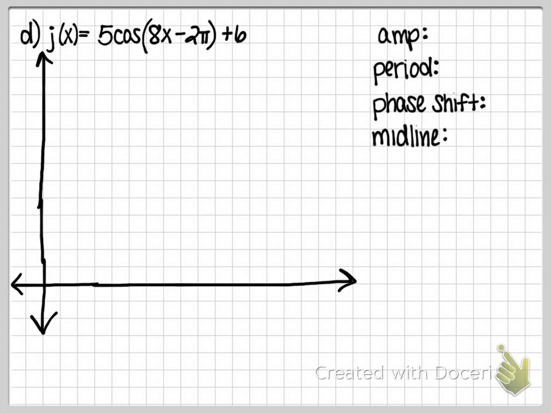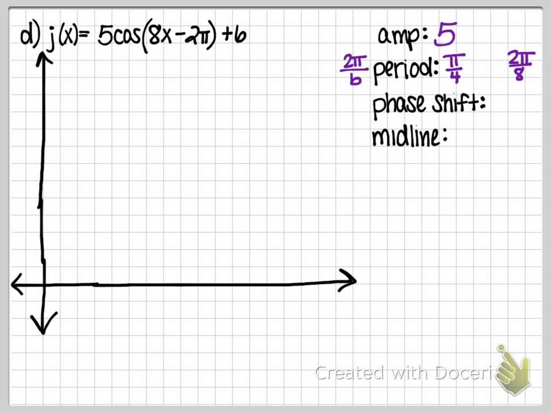Amplitude, period, phase shift, midline. So my amplitude is going to be my A value. My A value here is 5. The absolute value of 5 is 5. The period, I'm going to take 2 pi and divide it by my B value. My B value is 8. So when I take 2 pi and I divide it by 8, I end up with pi over 4.